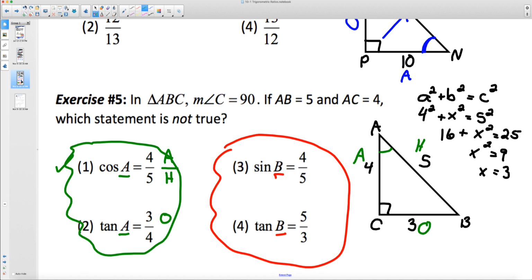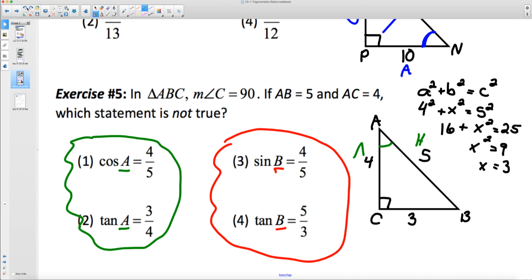So let's erase all this. Okay, now let's take a look at it from the perspective of angle B. Since we're looking at it from angle B, 5 is still the hypotenuse, 4 is now the opposite, and 3 is the adjacent. So let's go through these.